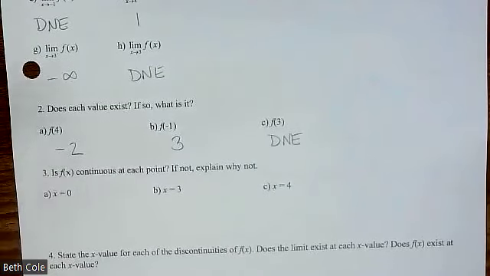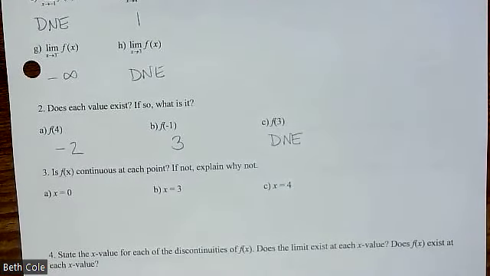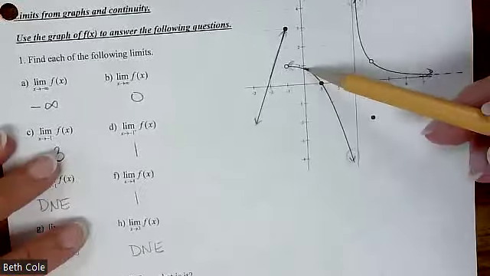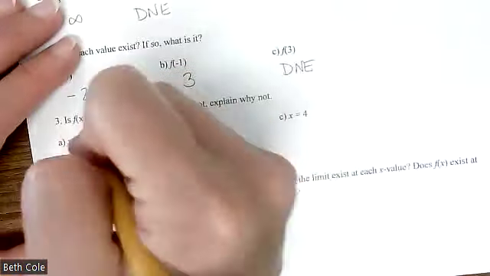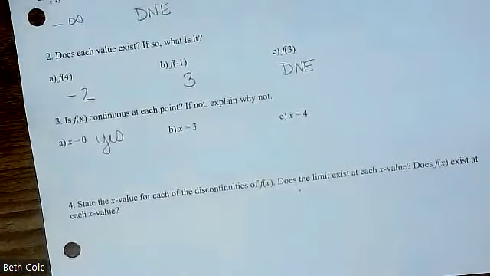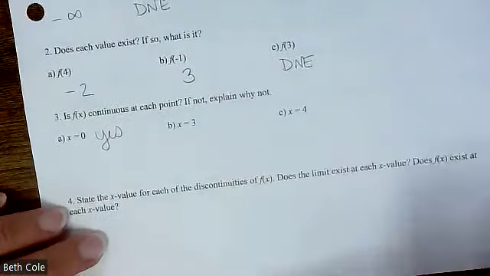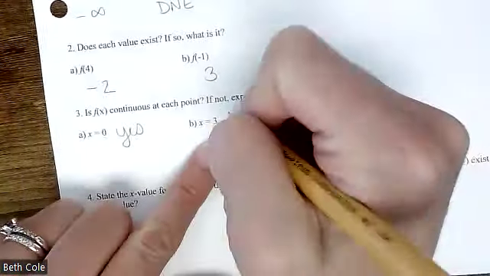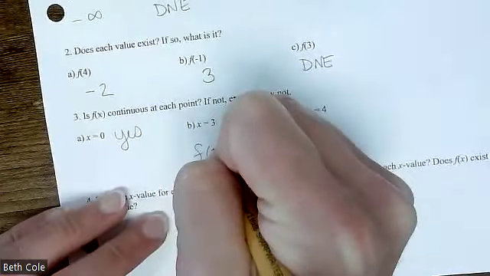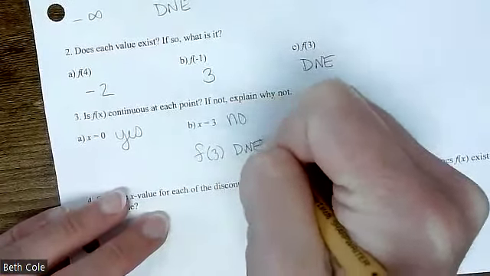All right, for this one, continuous or discontinuous, we're going to say yes or no. And if it's a no, we'll explain why. So at 0, what do you think? Yes or no? Yeah, at 0, you can trace through there without lifting your pencil. So that's yes. You don't have to say anything else because it's just yes. All right, how about 3? Yes or no? No, there's an asymptote there. So we would say f of 3 does not exist.